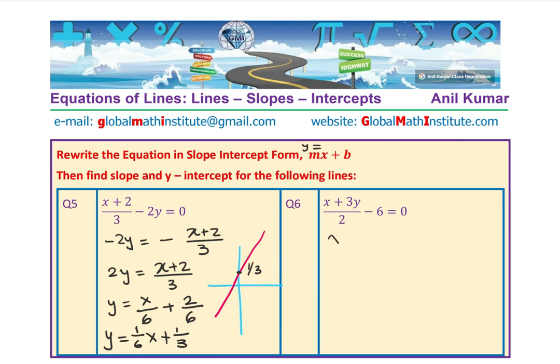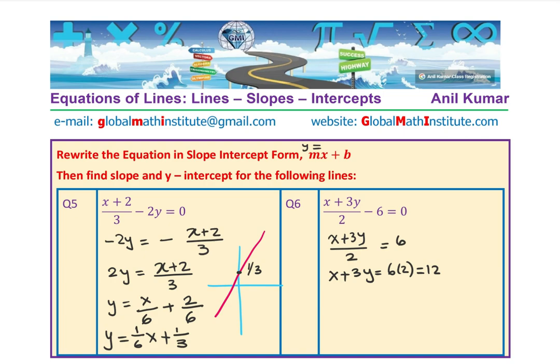So we have (x + 3y)/2 = 6. First we'll take 6 on the other side, correct? Now we'll multiply by 2. So we get x + 3y = 6 times 2, right? Which is 12. And now we can actually isolate y.